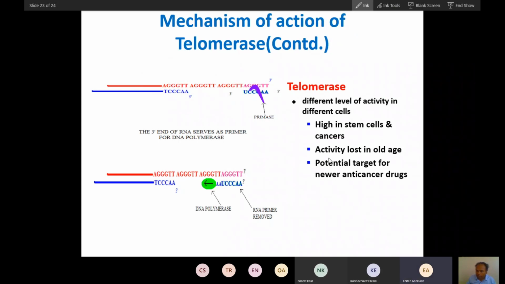Okay. So activity is lost in old age. It is a potential target for drugs. If telomerase is targeted, then what will happen? The cancer cell that is growing very fast will be inhibited. So this is the mechanism of telomerase.